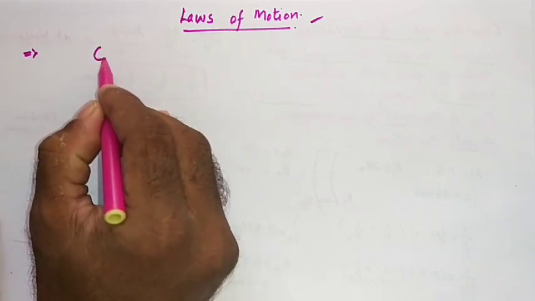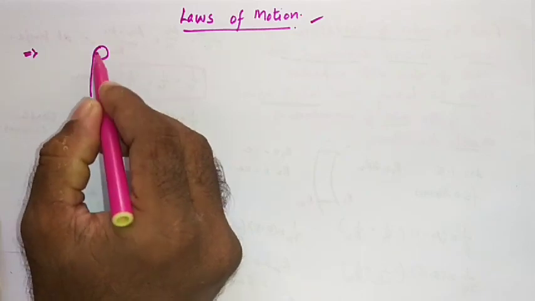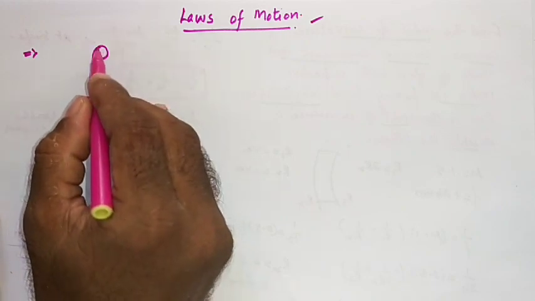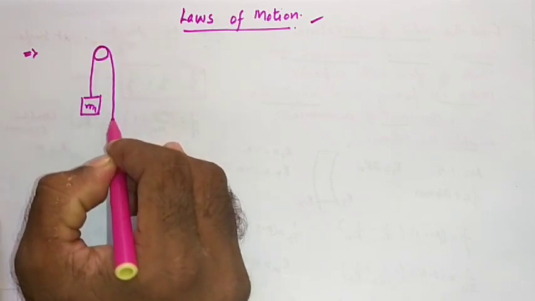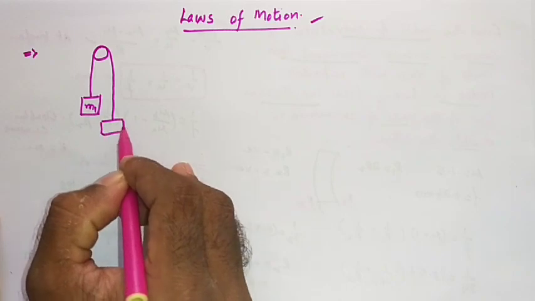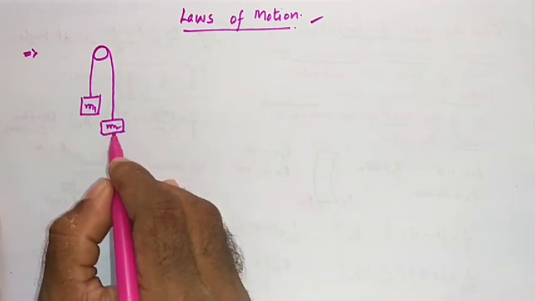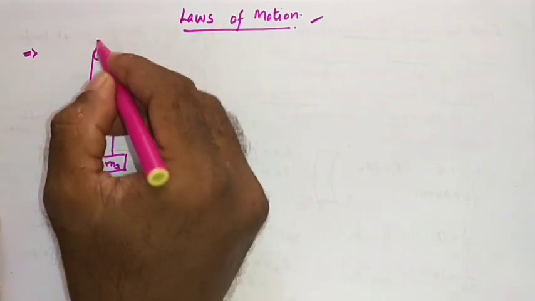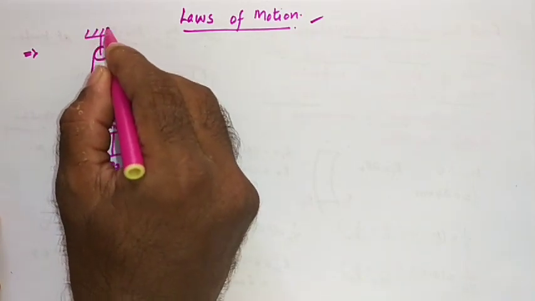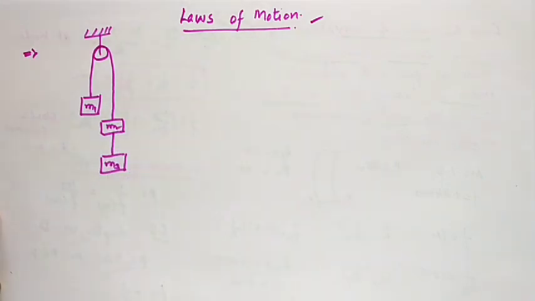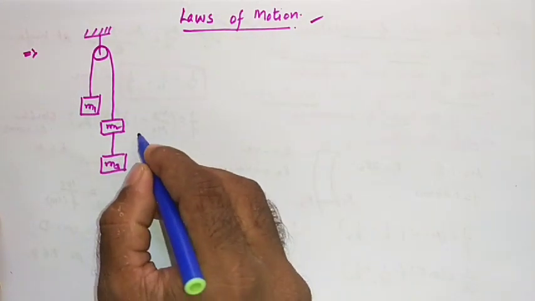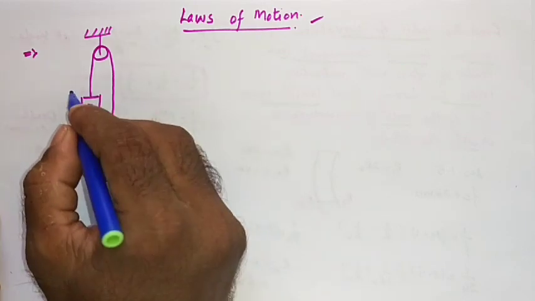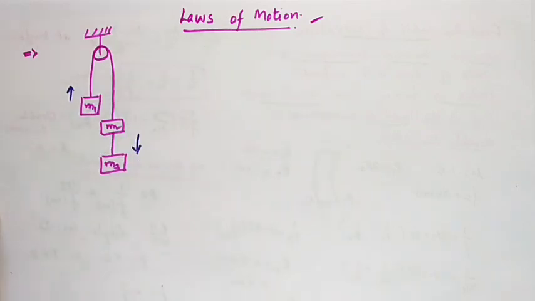In this example, I am connecting a body of mass m1 through a string with the help of a pulley and another mass m2, and with the help of another string I connect m3. This is the situation. Now assume that the body is moving down, m3 and m2, and m1 is moving up.